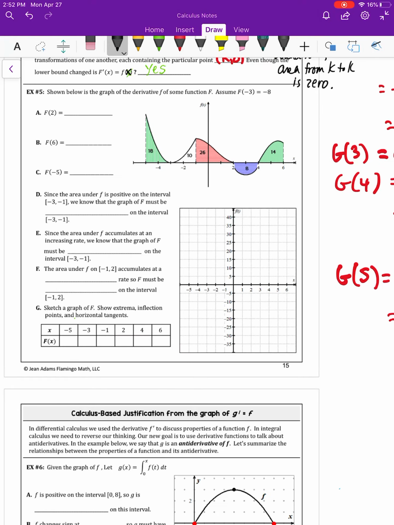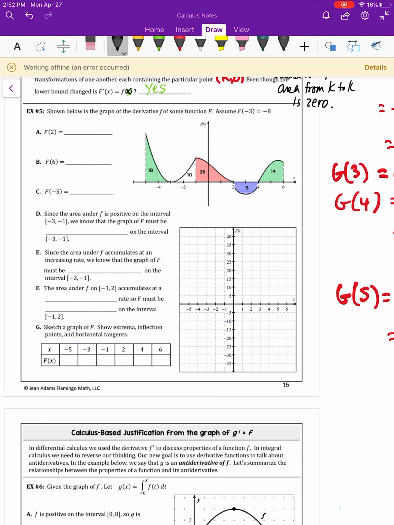Okay, so now, example number 5. Shown below is the graph of the derivative f of some function capital F. Assume capital F of -3 is -8.